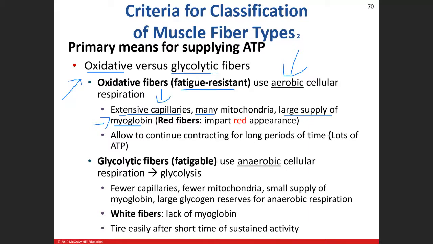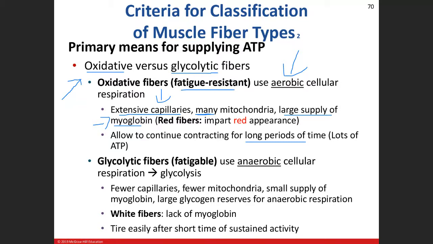Okay, so this type of tissue has lots of ATP, because we have lots of mitochondria, we've got a huge blood supply, and we've got plenty of myoglobin, right? So our contractions can last for long periods of time.